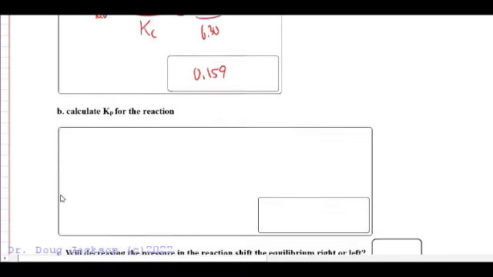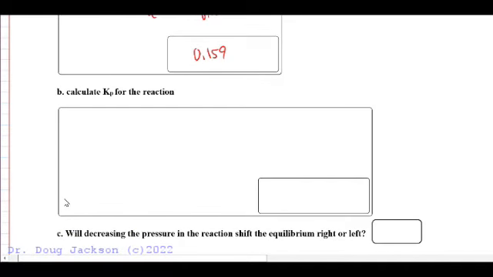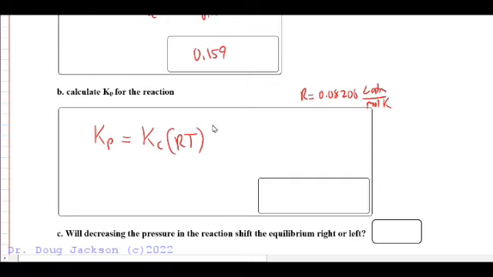But calculating Kp is a little bit more interesting. And we have to know our equation that Kp is going to be related to Kc, the equilibrium constant, but it's going to be multiplied by the ideal gas constant, 0.08206 liter atmospheres per mole Kelvin for the units for our gas constant, times the Kelvin temperature, raised to the delta N. So what's this delta N?